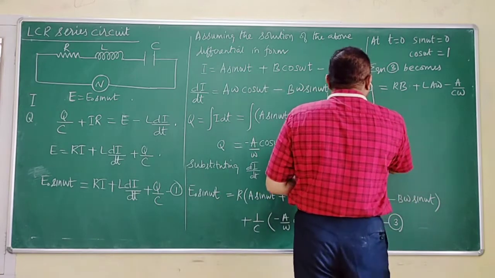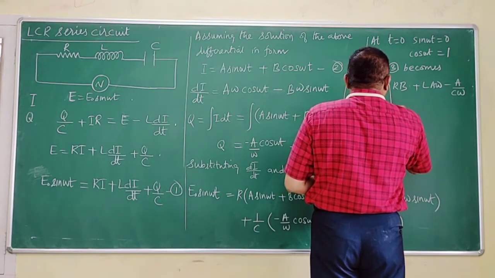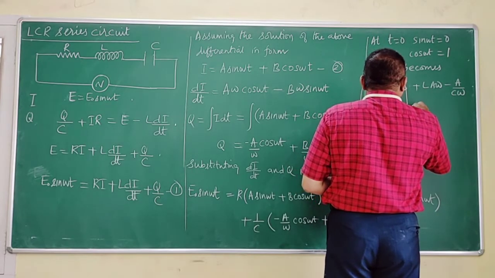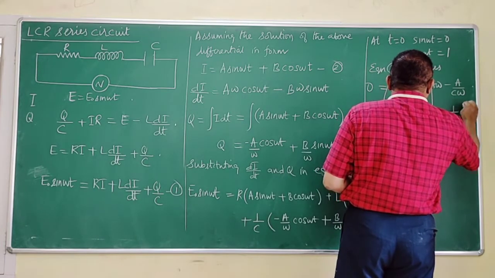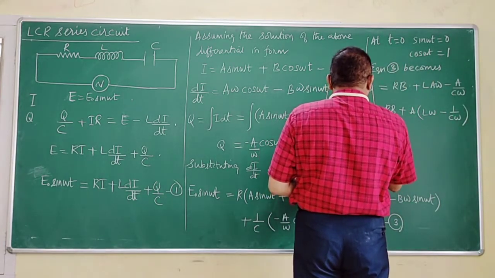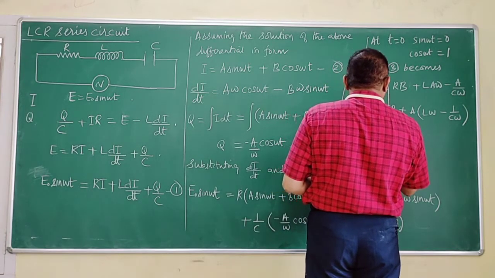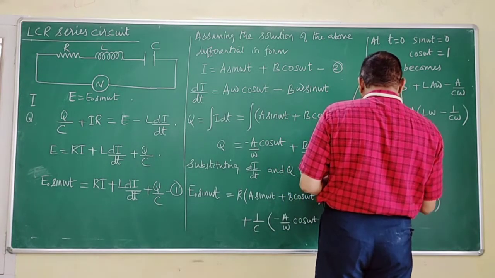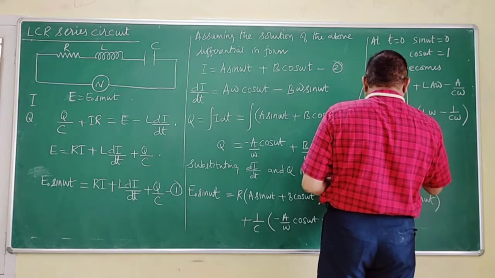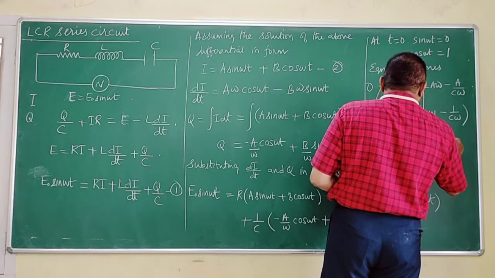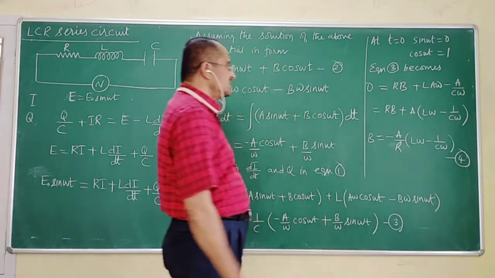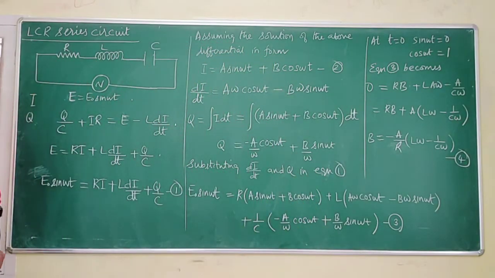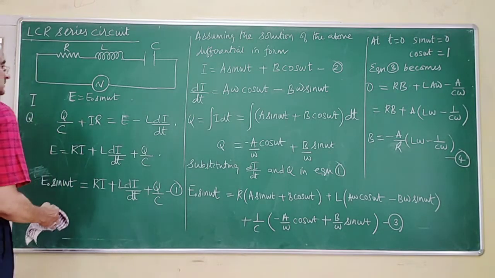So from this, I make it as RB plus A, which can be taken out, becomes L omega minus 1 by C omega. Therefore, I write B is equal to minus A by R into L omega minus 1 by C omega. I will call this equation number 4, sir. Is that clear to you? Now, shall I rub this off?